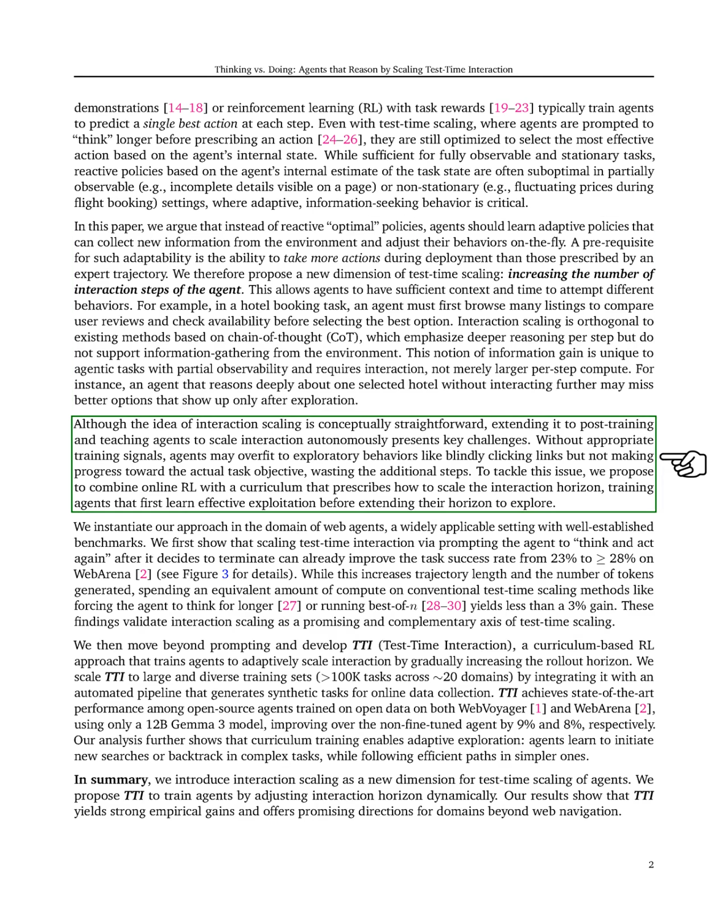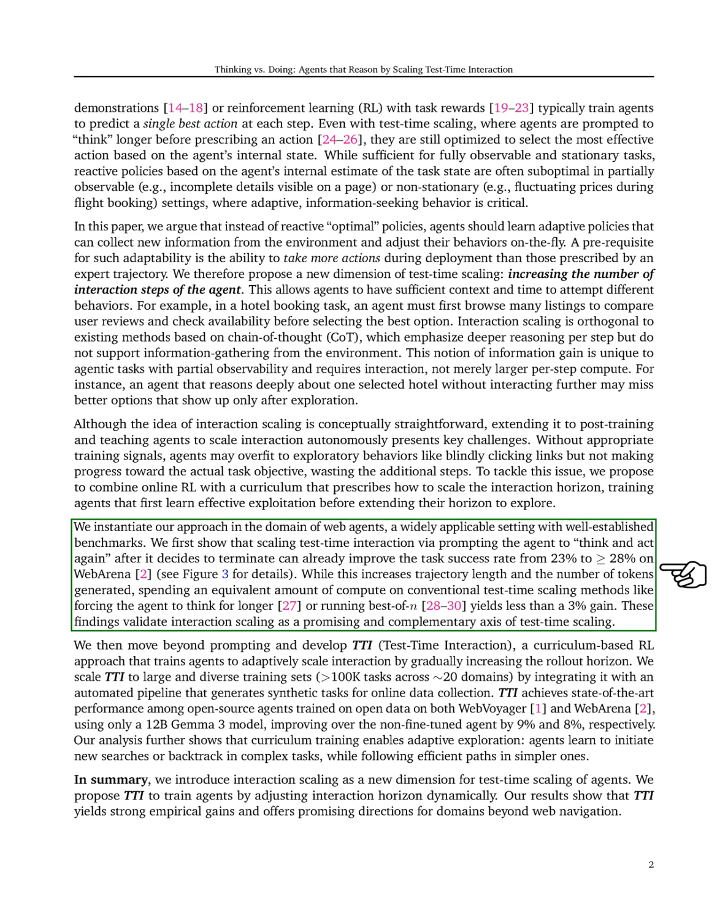While the idea of interaction scaling is straightforward, applying it in practice and teaching agents to scale their interactions autonomously presents challenges. Without proper training signals, agents might engage in unproductive exploratory behaviors, like randomly clicking links, without progressing toward their goals. To address this, we suggest combining online reinforcement learning with a curriculum that guides how to expand the interaction horizon, enabling agents to first learn effective exploitation before exploring.